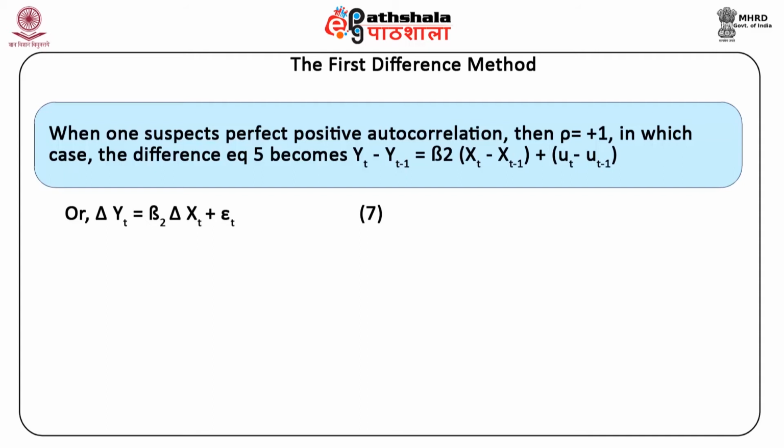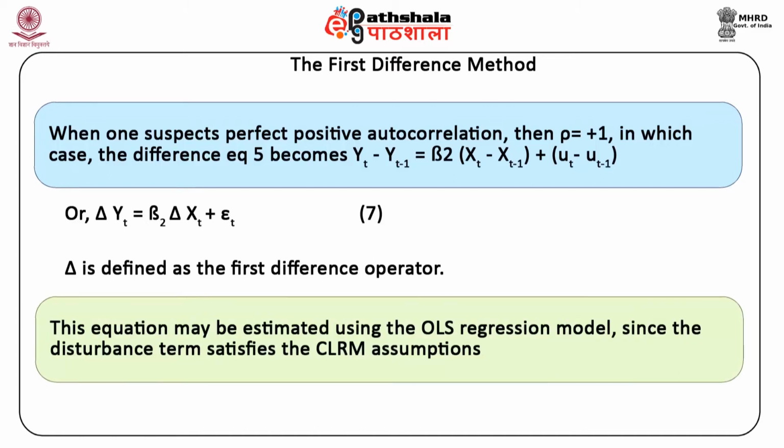We denote this equation as the seventh equation, where you can observe that delta is defined as the first difference operator. Now this equation may be estimated using the OLS regression model because the disturbance term, which is epsilon t, satisfies the classical linear regression model assumptions. So this method may be used when one suspects a very high value of rho or the value of Durbin-Watson d statistic is very low.